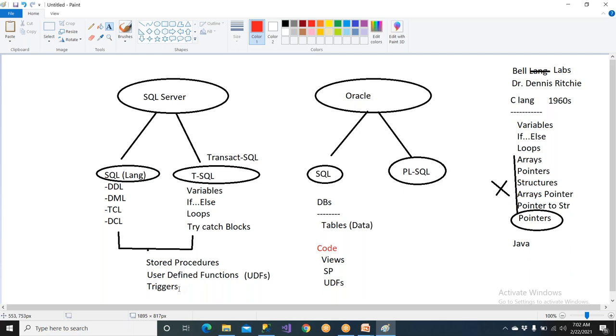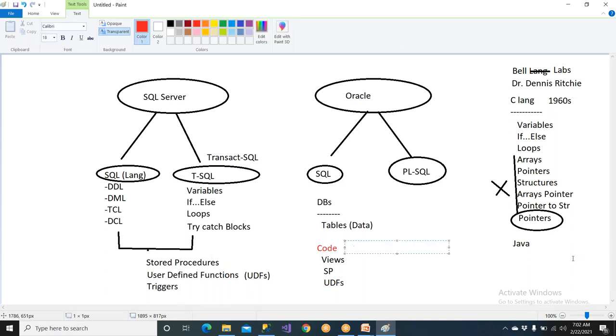So what is the purpose of a trigger? We'll see. What is the purpose of a stored procedure? We'll see. What is the purpose of a user-defined function? What is the purpose of a view? If somebody asks you the purpose of a view, a stored procedure, or a user-defined function, you can tell them it is to centralize your code. This is the first point. Why are we centralizing? The advantage is reusability of the code. When you create code and call it multiple times, create once, call multiple times. That is what is called reusability.